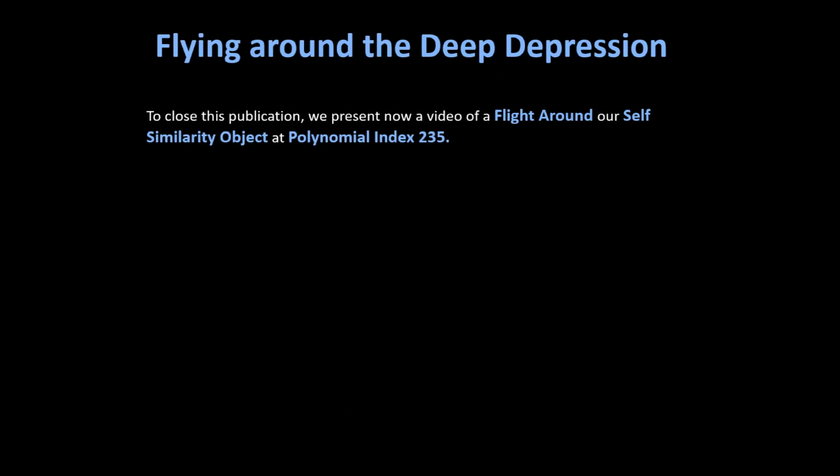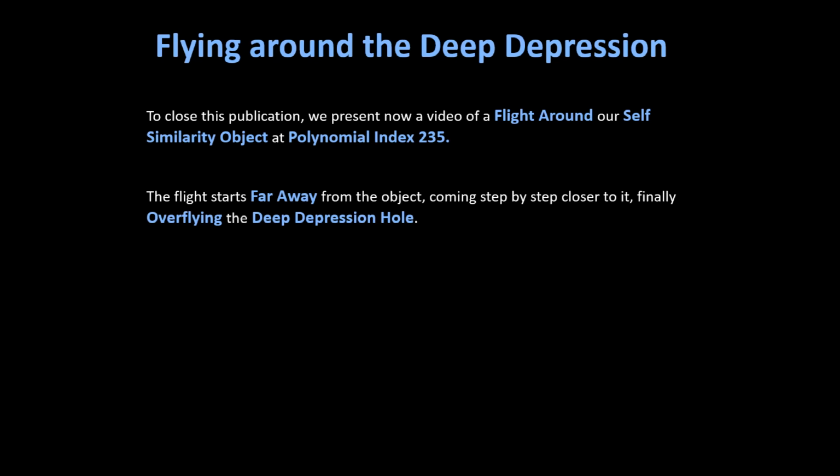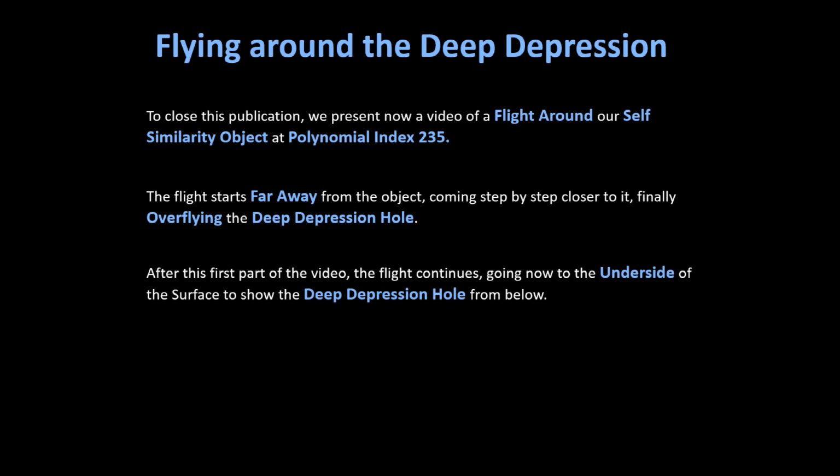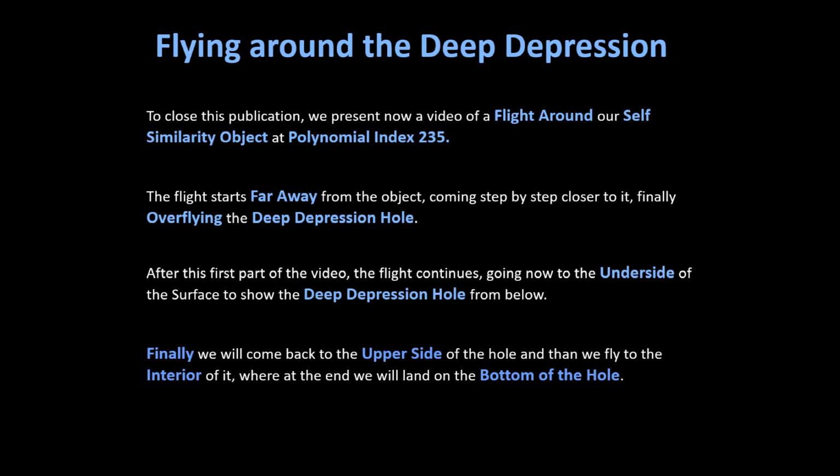To close this publication, we present now a video of a flight around our self-similarity object at polynomial index 235. The flight starts far away from the object, coming step by step closer to it, finally overflying the deep depression hole. After this first part of the video, the flight continues, going now to the underside of the surface to show the deep depression hole from below. Finally we will come back to the upper side of the hole and then we fly to the interior of it, where at the end we will land on the bottom of the hole.